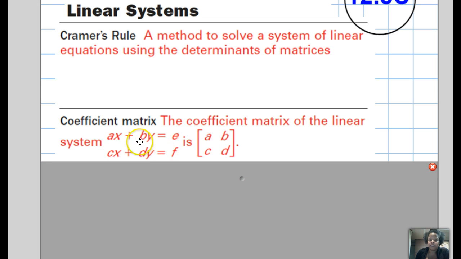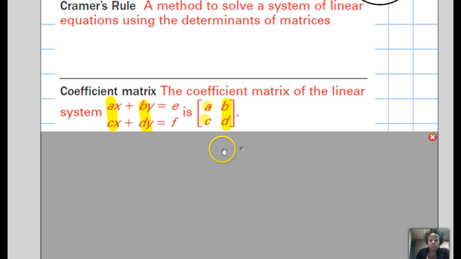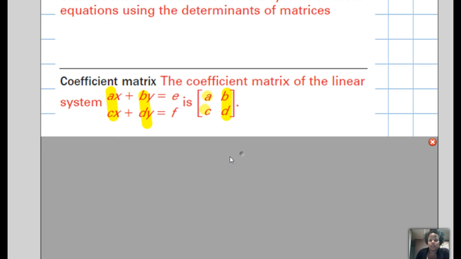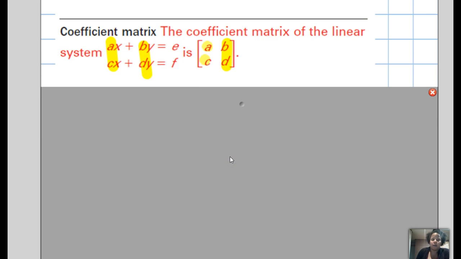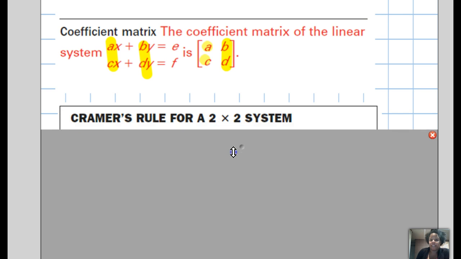So if I have a linear system written in standard form, the coefficient matrix is the matrix of the coefficients. As we can see here, the coefficients of x, A and C, are one column of the matrix, and the coefficients of y, B and D, are the second column of the coefficient matrix. Cramer's rule involves finding determinants of that matrix and variations of that matrix.